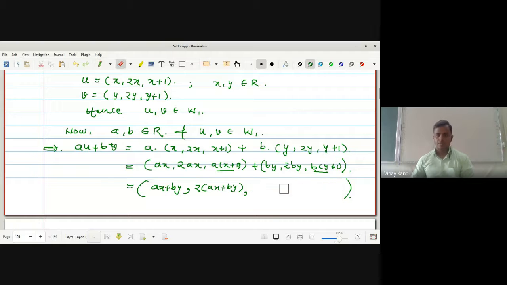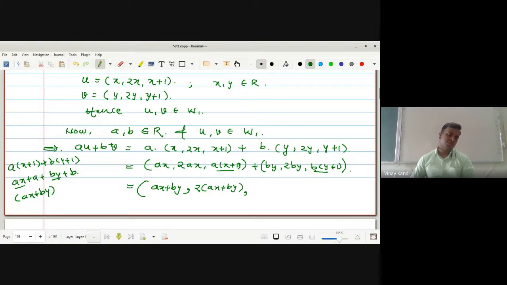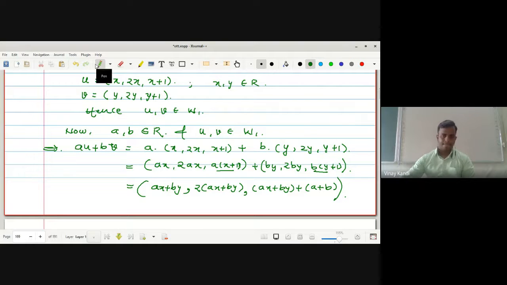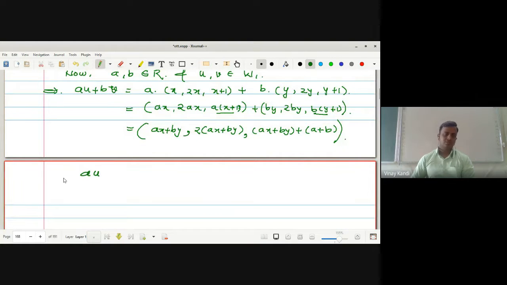तुमचा कसा आला एलिमेंटचा नेचर पहा इथे पहा. a into x plus 1 plus b into y plus 1, which is equal to ax plus a plus by plus b. Now take these two elements in one bracket. So this is ax plus by, and this one plus a plus b. Okay, so write down third element: ax plus by plus a plus b. Okay, so this is the third coordinate. Okay, any doubt? No, sir. Okay, so this implies au plus bv is equal to: first coordinate ax plus by, second coordinate 2 into ax plus by, third coordinate ax plus by plus a plus b.